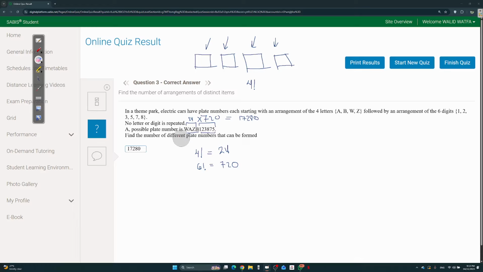So what's the rule? When you have different possibilities, you do the factorial. When you're combining two things together, you multiply them. Okay, that's the rule.